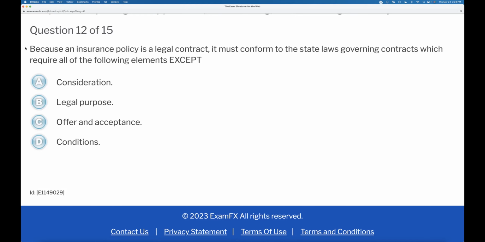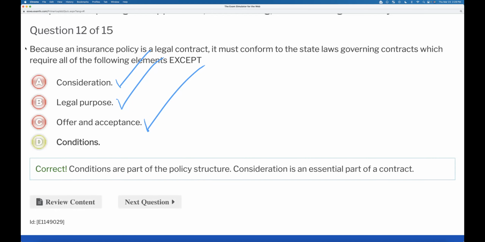Yes. Because an insurance policy is a legal contract, it must conform to the state laws governing contracts, which require all of the following elements except. This is the same question as before. What do you think? Consideration? Yes. Legal purpose? Yes. And the acceptance? Yes. That's D.